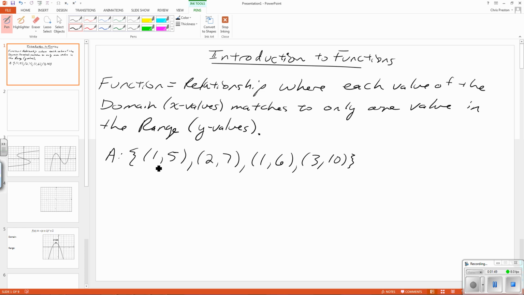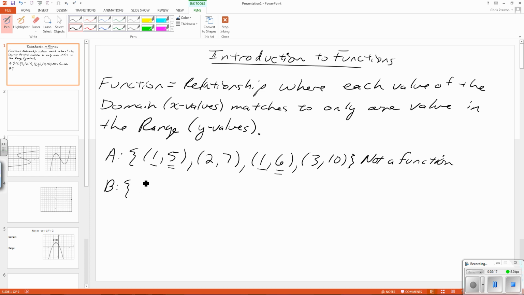What if the x value is 1? Well, you'll notice if the x value is 1, y could be 5, or y could be 6. See, that's a little confusing. Is it 5 or is it 6? It could be either one. So that's not a function. It's still a relationship, but it's not a function relationship. To have a function, each x can only match to one y.